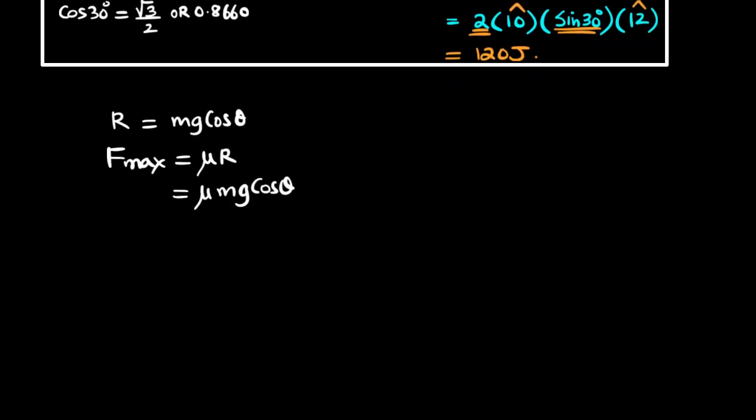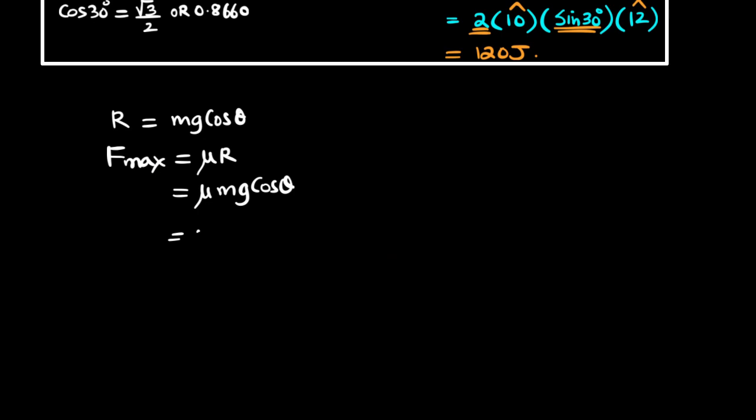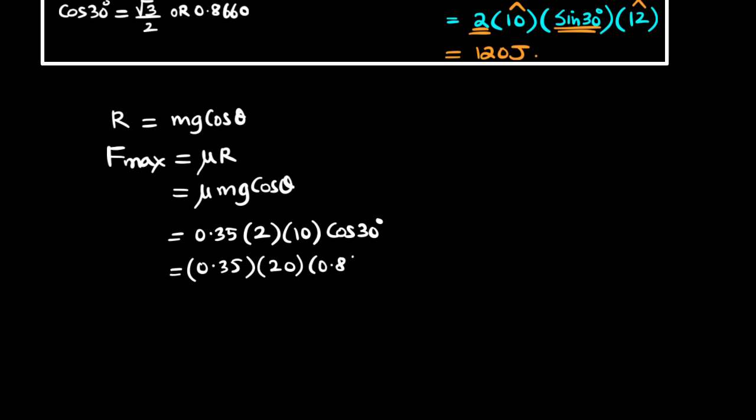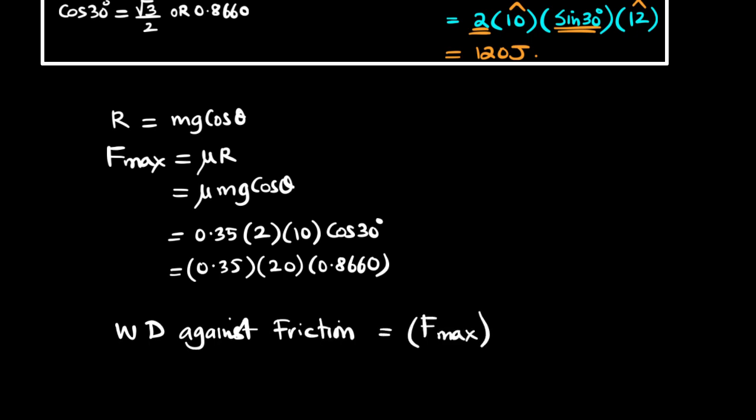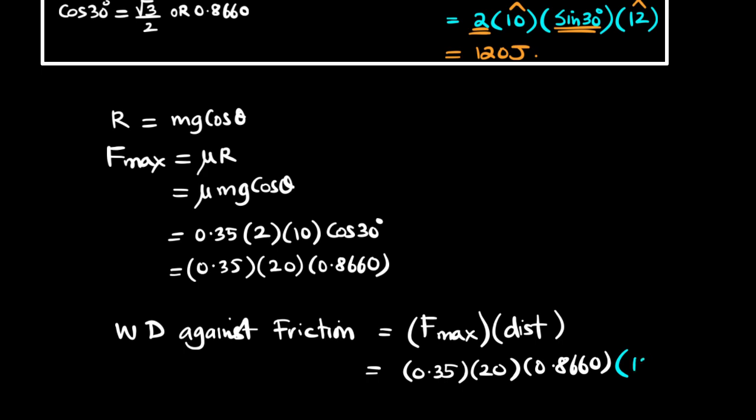So let's plug it in over here. So we have mu, which is 0.35 into 2 into 10 into cosine of 30 degrees. So that is 0.35 into 20 into 0.8660. Leave it as it is. Now we know that work done against friction should be frictional force into distance. That is F max multiplying with distance. What's the value of F max? That is 0.35 into 20 into 0.8660. And yes, it's also acting along the inclined plane.